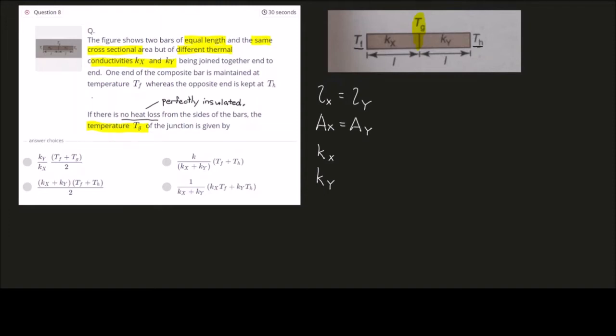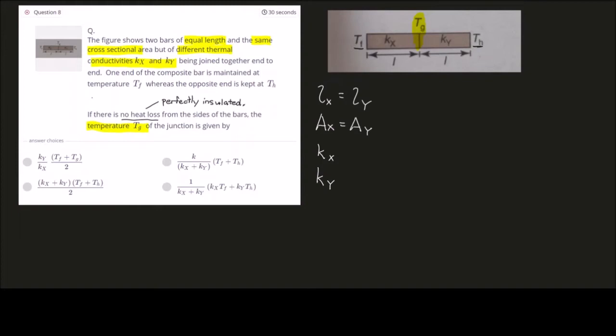It means Tf remains at Tf, Th remains at Th, Tg remains at Tg. Every point along the bar has a different temperature, but at every position the temperature remains constant. If it's 80 degrees here, then it's 80. If it's 80 degrees Celsius here, then it's 80 degrees Celsius here later. It won't change. If it's 30 degrees Celsius here, then later it will still be 30 degrees Celsius. No change in temperature for every position along the composite bar.